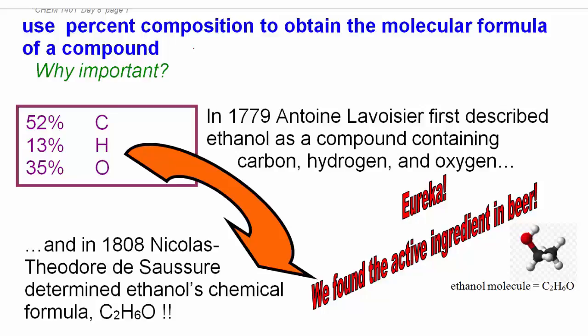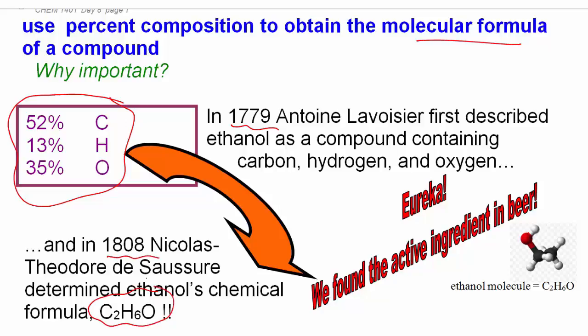Using percent composition to figure out the molecular formula of a compound. Now, this is kind of a historical thing, and we can do this a lot faster nowadays, but the point is earlier, around 1780, they found out that in wine and beer and things, this was the active ingredient. It was this compound that had 52% carbon, 13% hydrogen, and 35% oxygen. And then around 30 years later, a generation later, this other guy actually figured out the chemical formula.